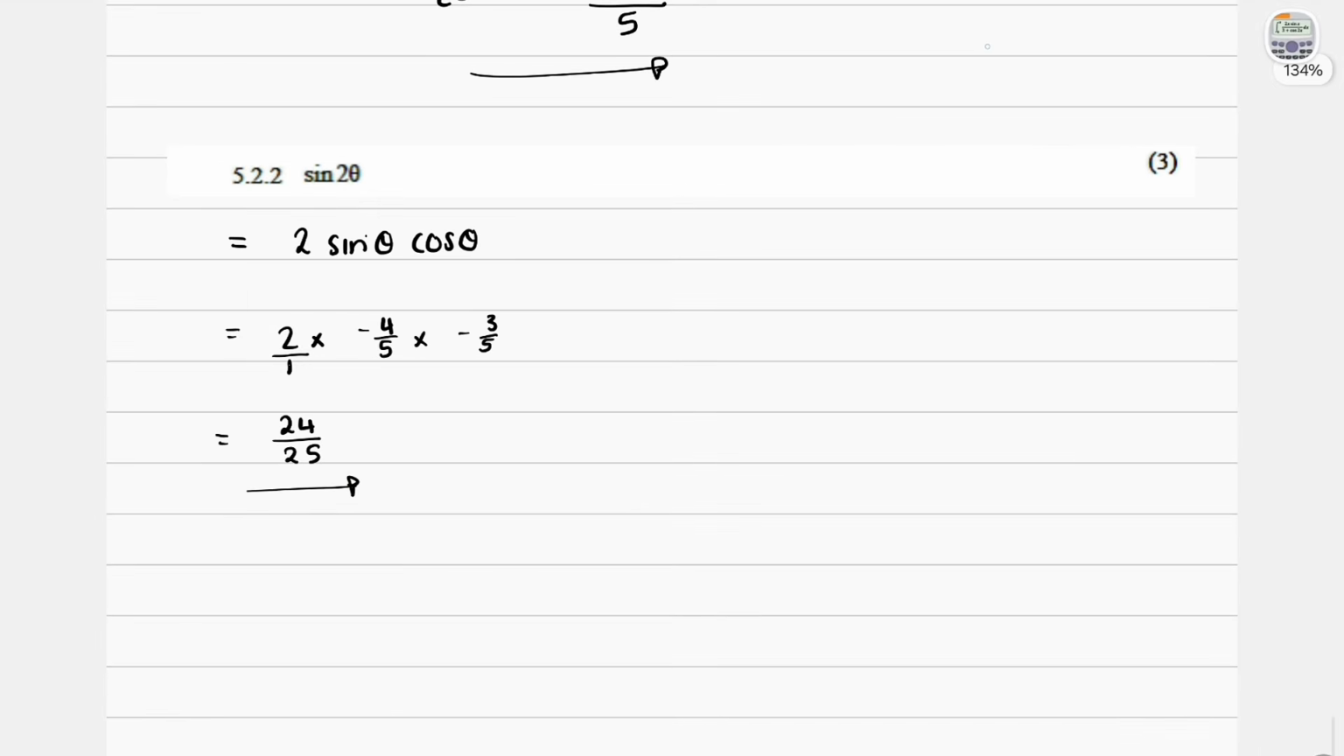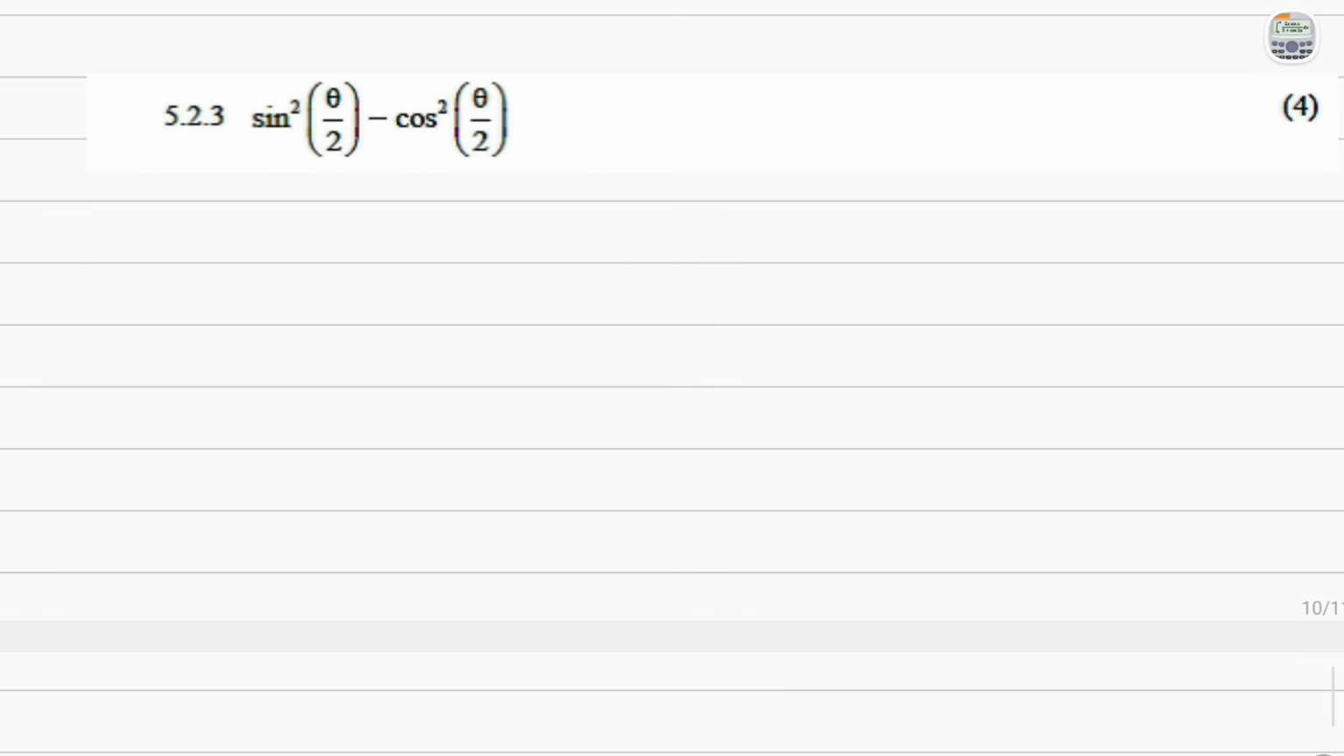Moving on to the next question. Question 5.2.3 says we have to find the value of sine squared theta over 2 minus cos squared theta over 2. This looks familiar, okay?